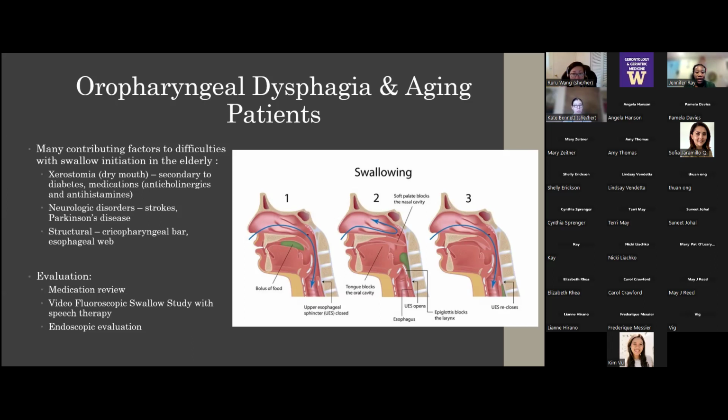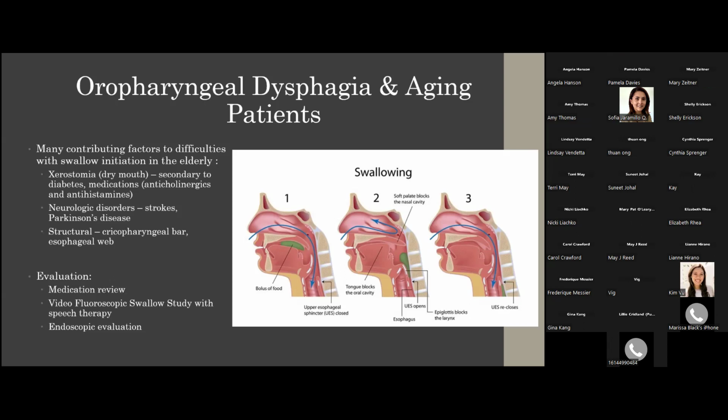So how we work this up is we work very closely with our speech therapists, who are amazing. We do a good medication review to see if there are any medications that could be contributing to xerostomia. And even though it's related mainly to the laryngopharyngeal muscles, we still recommend an upper scope procedure, just to rule out any structural causes and take a look at the rest of the esophagus as well.